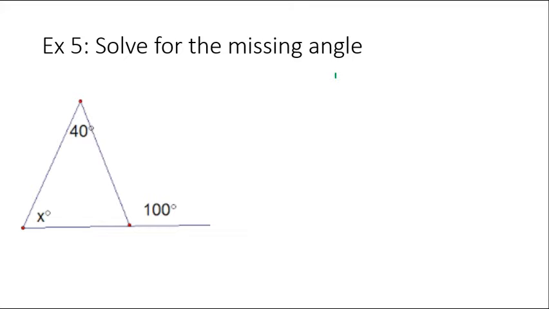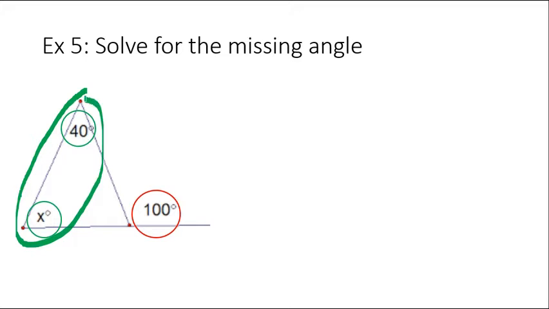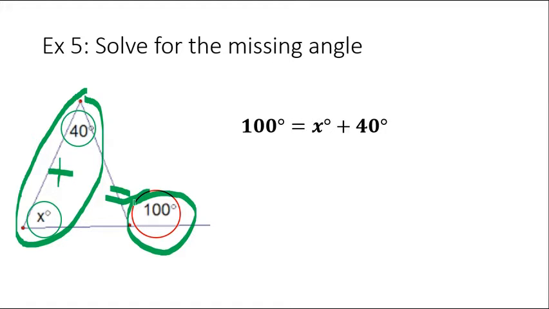Okay, again, in this case, our missing angles are on the inside. So x and 40 are both on the inside, and our 100 is on the outside. So what we're trying to do here is take these two, add them together, and that will equal 100. So we set up our equation here. So we have 100 equals x plus 40.